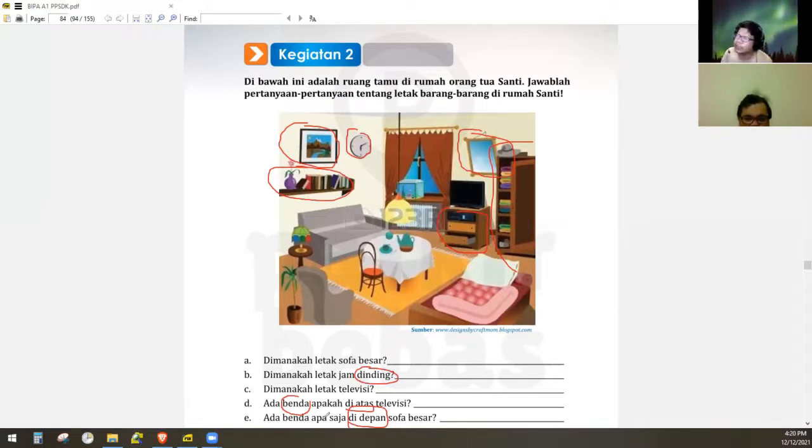Okay. When we say "apa saja," usually it's plural, I think more than one, right? So, "apa saja." It's "ada." Ada. I think you can see this one.